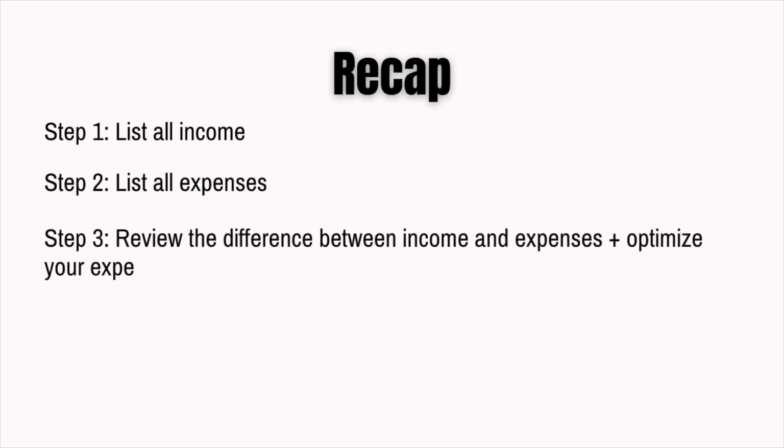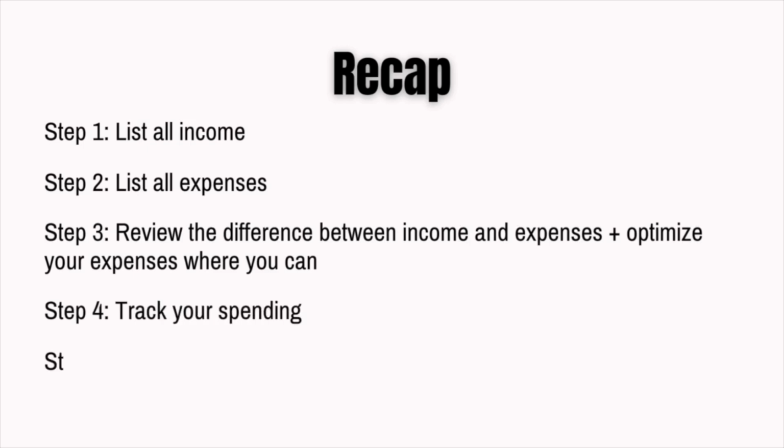So to recap, using my template, list all of your income, and then it will add up all of your income for you. List all of your expenses. It will add up all of those expenses for you. Review the difference between your expenses and income, because it's automatically going to calculate that, and then optimize or reduce your expenses where you can. Track your spending at least on a weekly basis, and then repeat for the following month. So that's all there is to it.